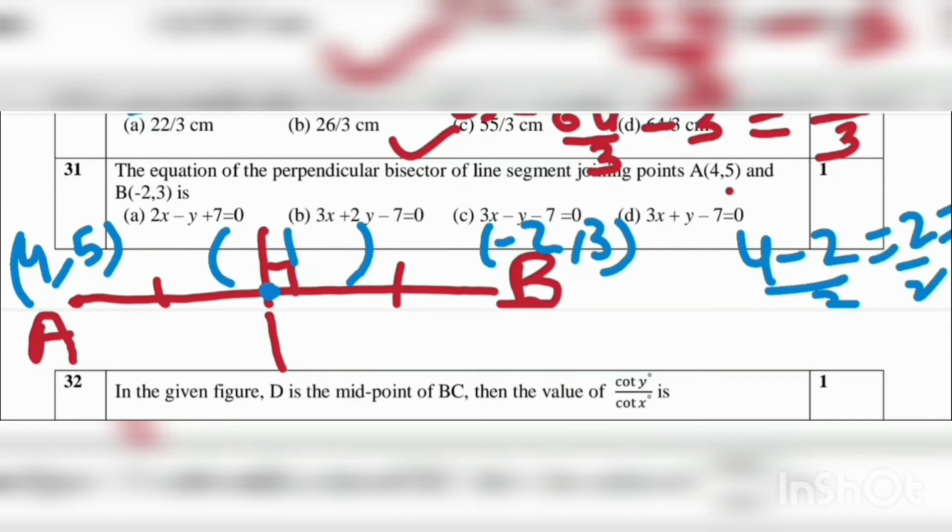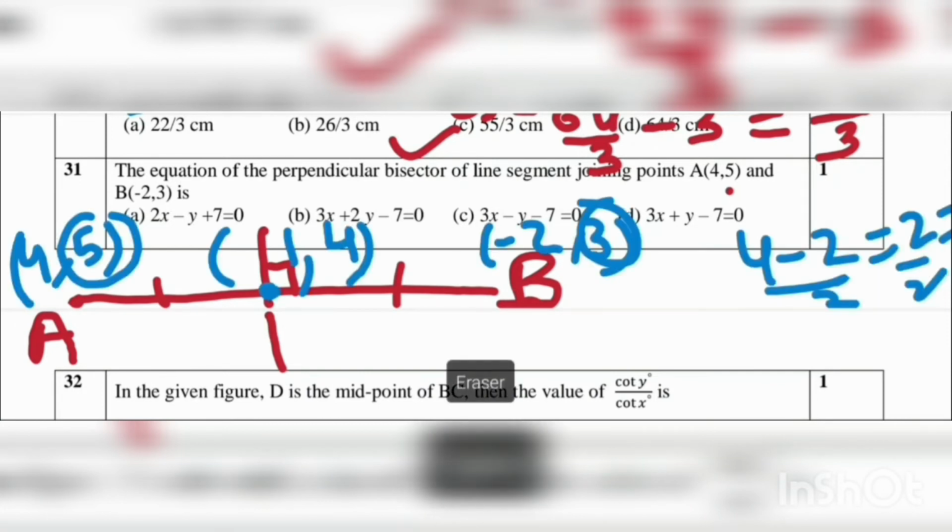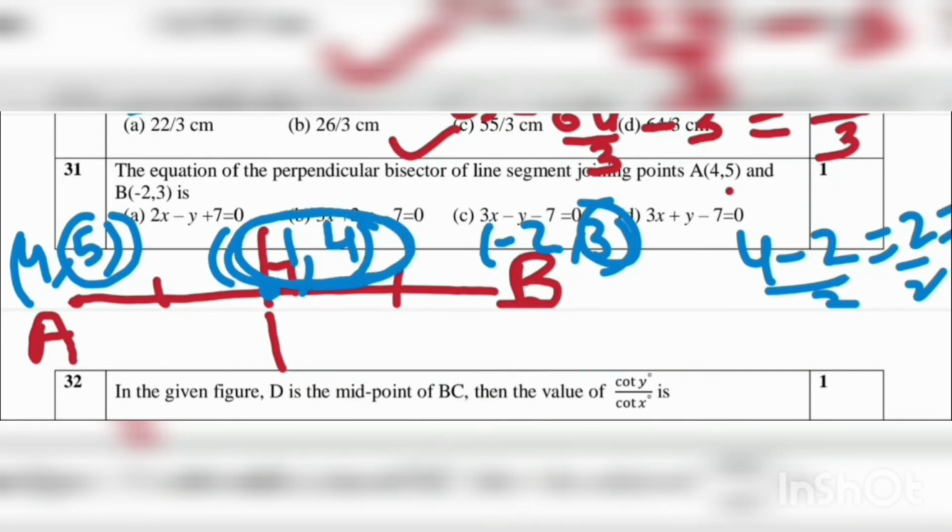5 plus 3 by 2, 8 by 2, that is 4. So these 1, 4 are the coordinates of midpoint. Now we want to find the equation which satisfies this. Now this point is passing through that equation. Now this value of coordinate we will put in various equations and find out which equation satisfies the solution.